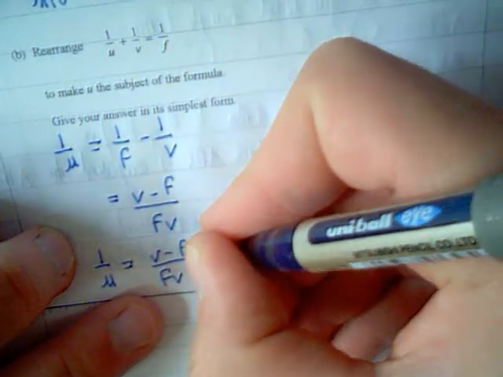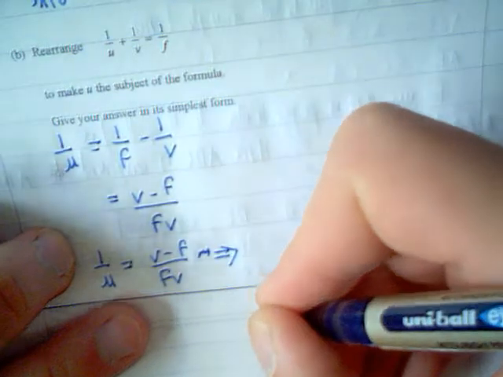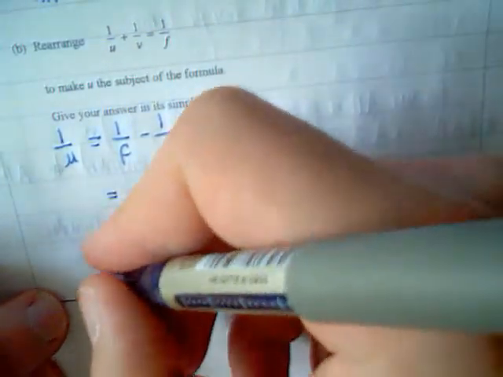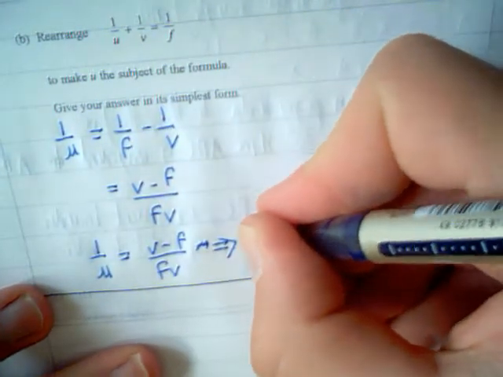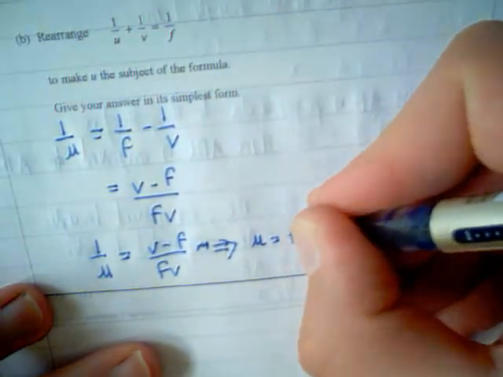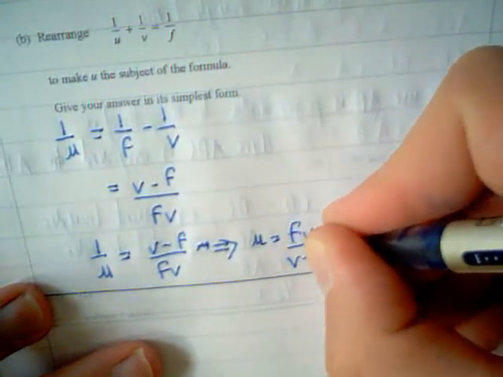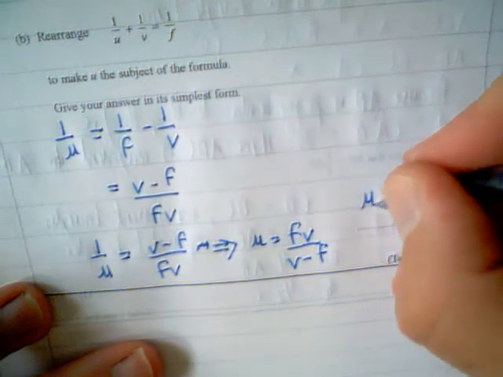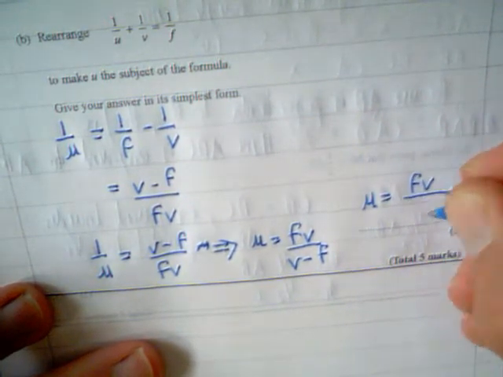So this means if we take to the power of minus 1 on both sides, we're going to flip this and flip this. So then we get u equals fv over v minus f. So that's our answer: u equals fv over v minus f.